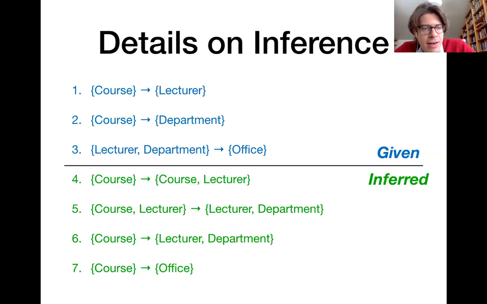Now we get a 6, and if you combine 6 with 3 and apply transitivity again, then we also get the one that we were looking for, which is course implies office. So this is one example of how we can infer new functional dependencies using Armstrong's axioms. Any questions on this?